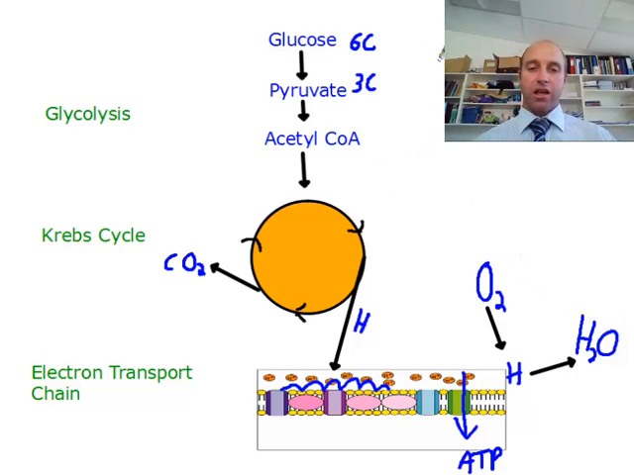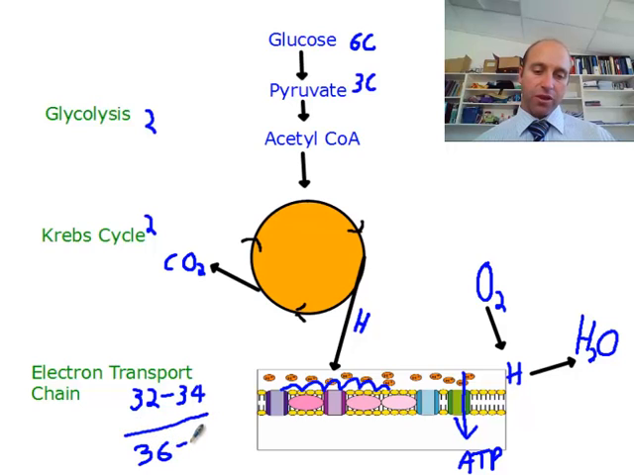Now remember, in glycolysis, we have 2 ATP molecules. In the Krebs cycle, we produce 2 ATP molecules. Electron transport chain, anywhere between 32 and 34. And that gives us a grand total of producing between 36 and 38 molecules of ATP.